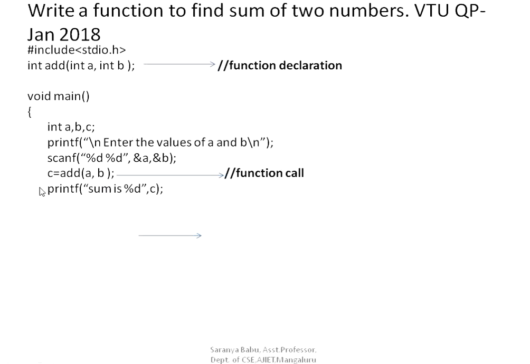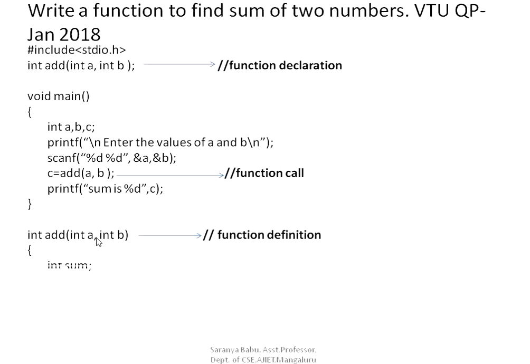Now sum is stored in which variable? c. So sum is %d, c. Close the main function. You are done with the main function. Now comes the definition, function definition. What is the function? Int add int a comma b. So what you need to do? Because I did not do that a plus b. Did I do a plus b anywhere here? No. A plus b I have to show it here.